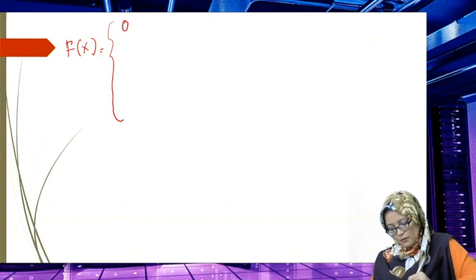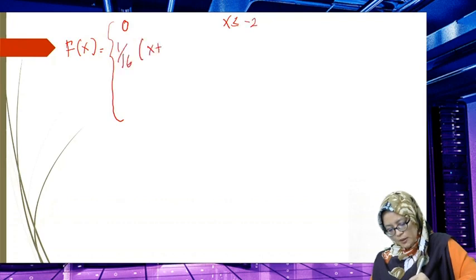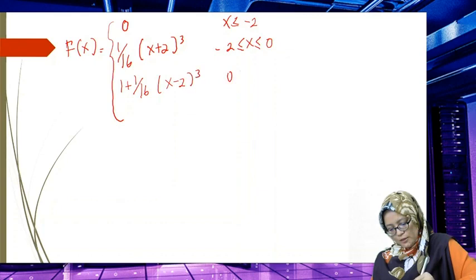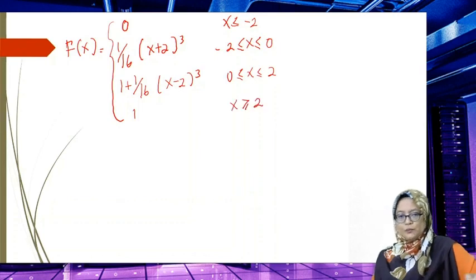So 0 for interval x less than or equal to negative 2, 1 over 16 (x plus 2) cubed for interval negative 2 until 0. So 1 plus 1 over 16 (x minus 2) cubed for interval 0 to 2. Then lastly 1 for x greater than or equal to 2.